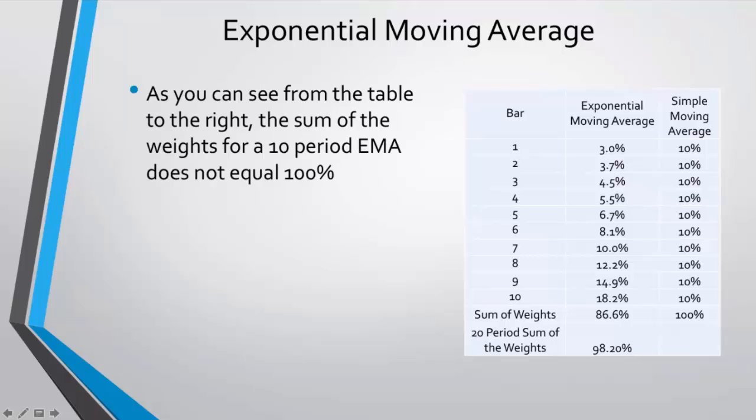So here, as you can see from the table to the right, the sum of the weights for a 10-period EMA does not equal 100%. Well, for a simple moving average, it does, because all your data points add up to 100. 10 times 10 is 100.